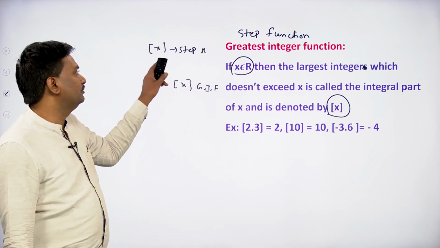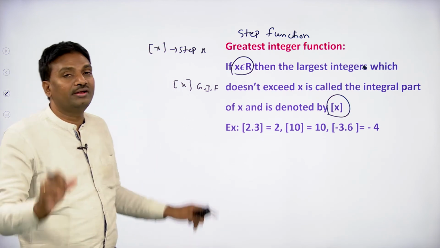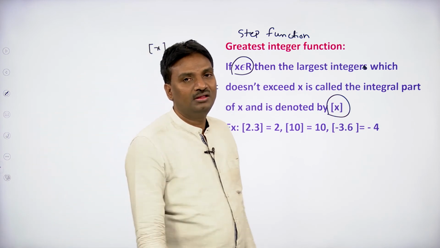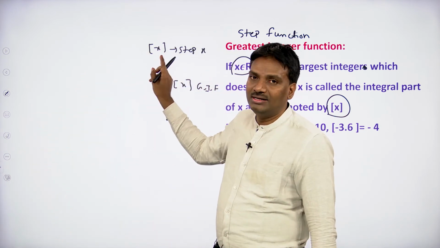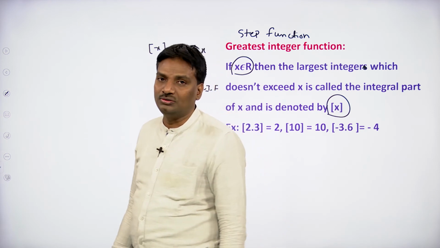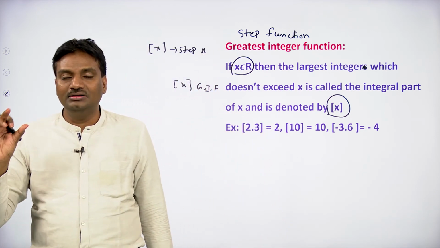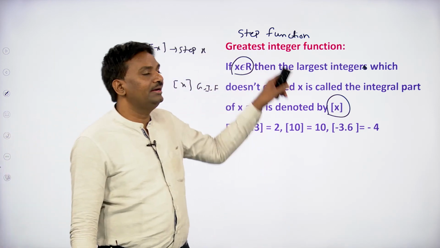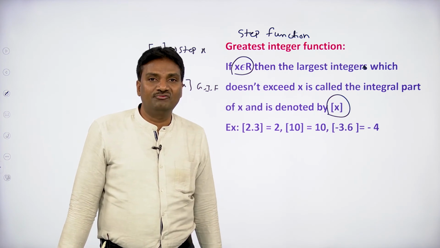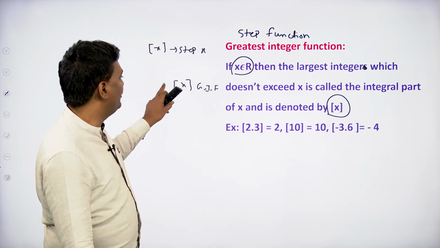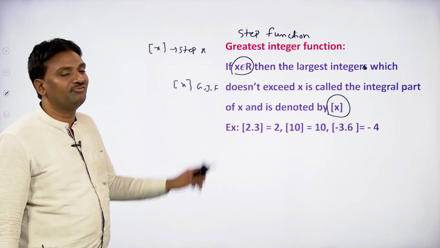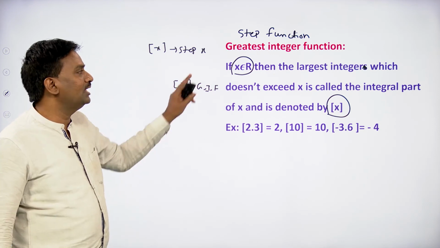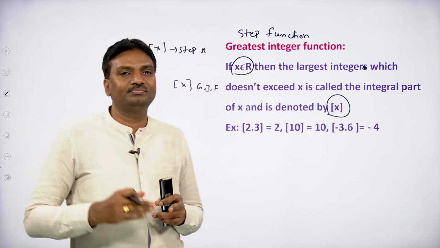Otherwise we can take this bracket x as a normal bracket only. So in the examination, if the problem is related to the greatest integer function or step function, they clearly mention where this represents the greatest integer function. If they do not mention it, then we can take that as just a normal bracket.